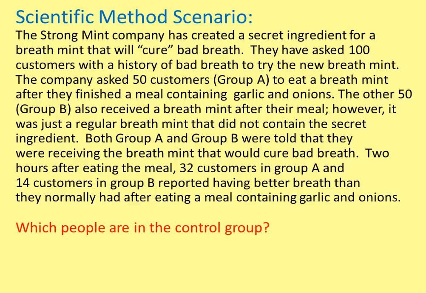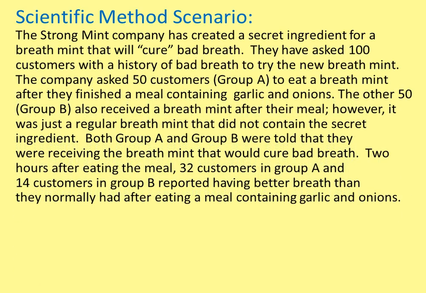So my first question to you is, which people are in the control group? And if we look back at this scenario, hopefully you can see that Group B would be the control group. They're getting the normal conditions. We have not tested the secret ingredient on them. You always want to have a control group in your experiment because it provides a basis of comparison. So we can compare the results from Group B to the results of Group A, who did get the secret ingredient. So Group B would be our control group in this scenario.